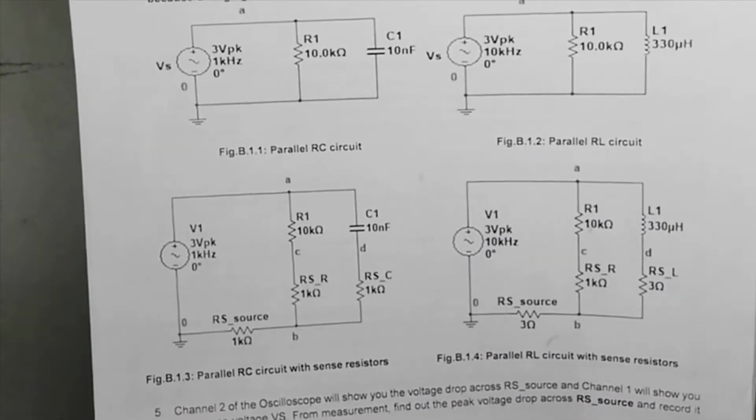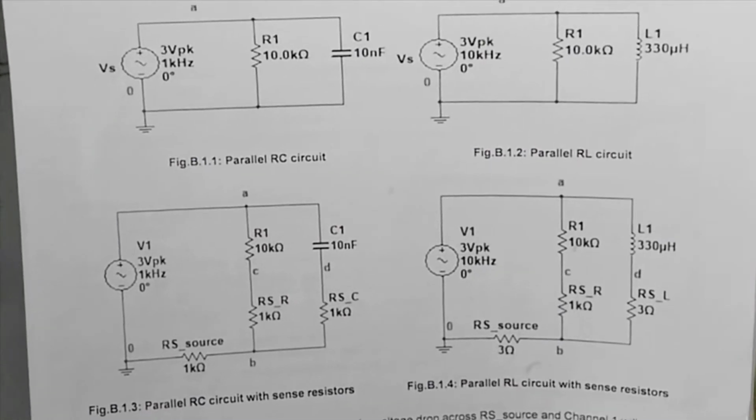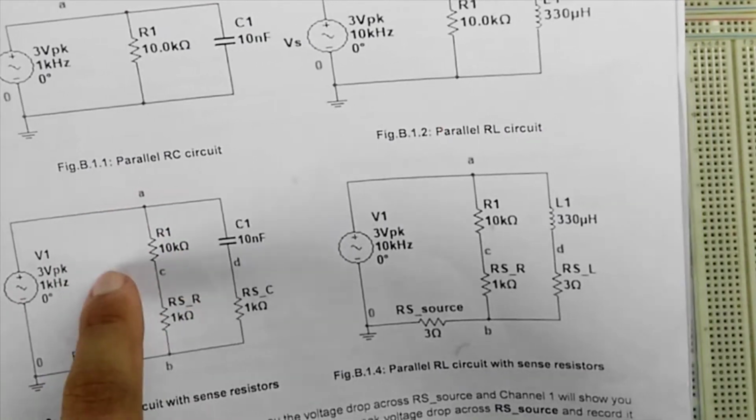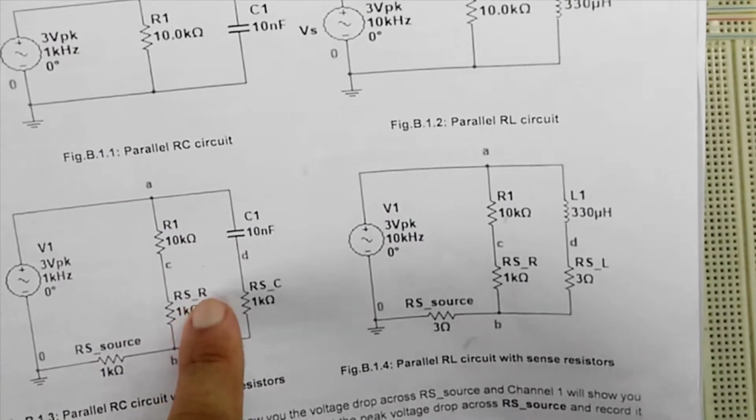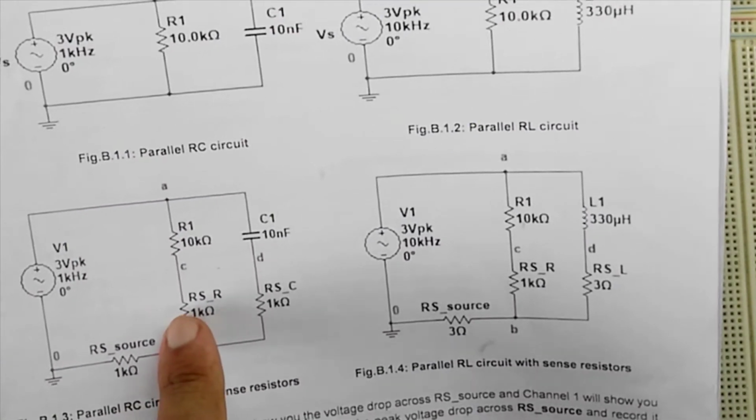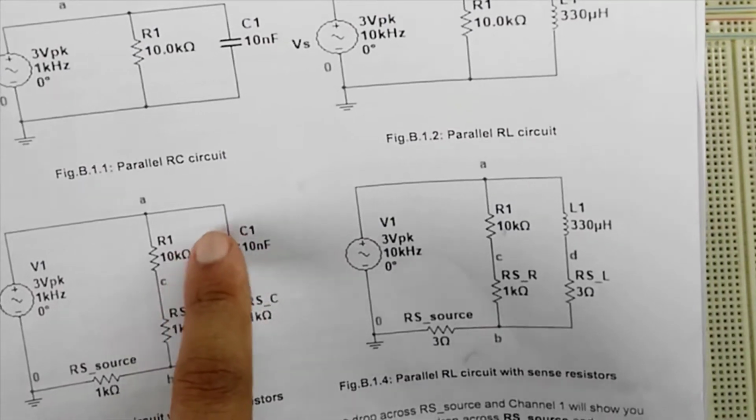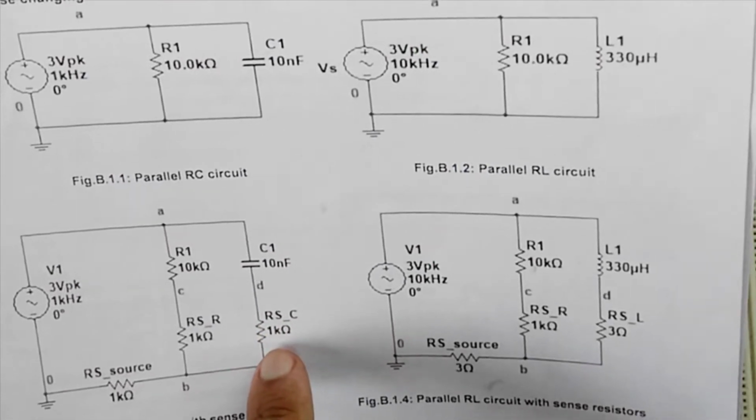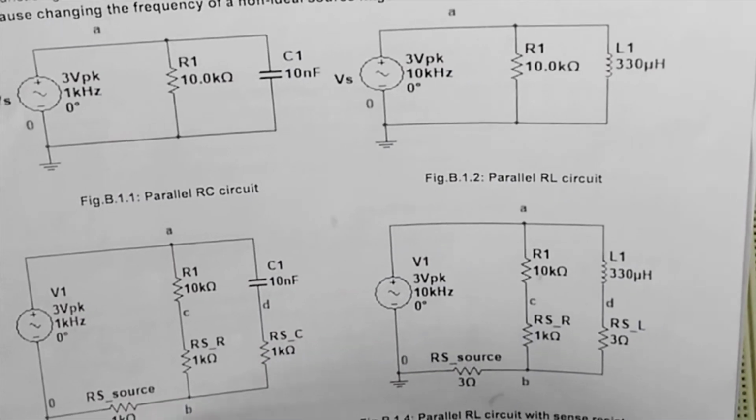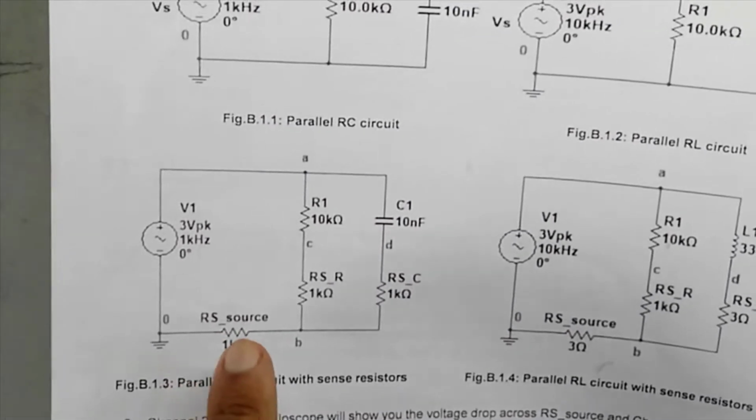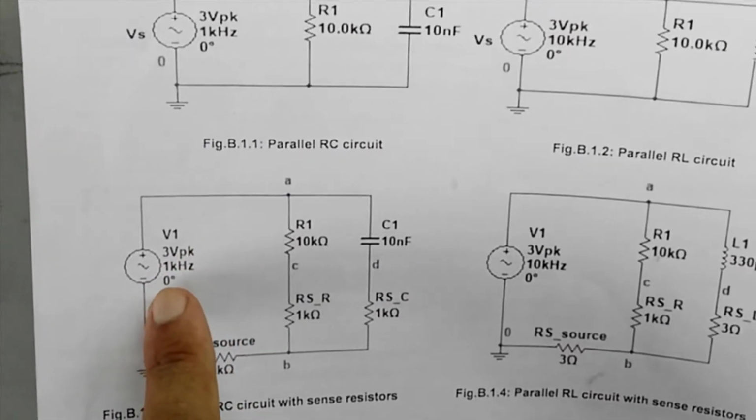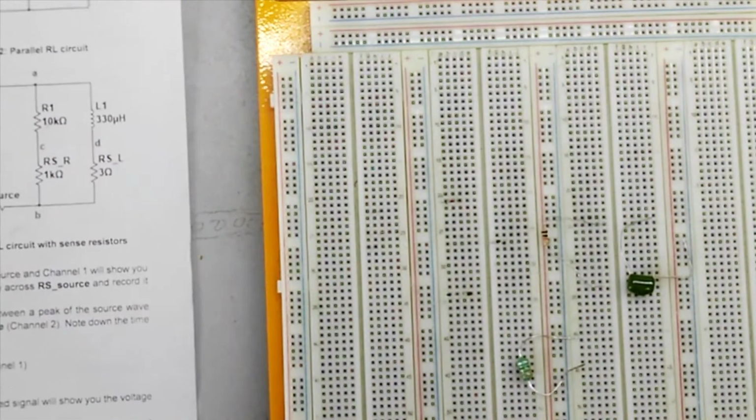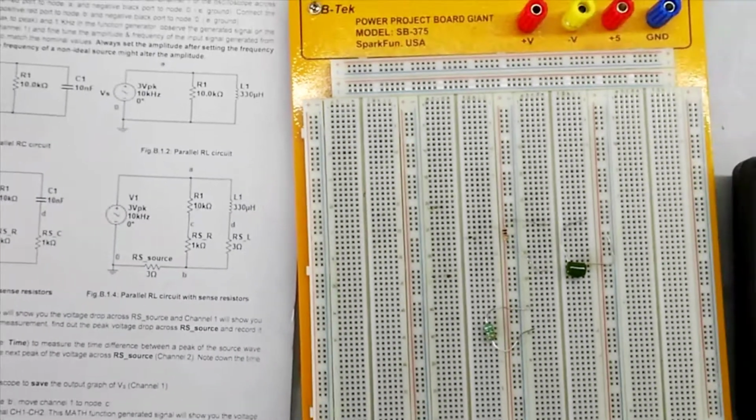If we go to the circuit diagram, we see that we have two parallel branches: one with the 10K resistance and a 1K series sense resistor, another parallel branch with the 10 nanofarad capacitance and a series 1K sense resistor, and the source sense resistor of 1K here. The source will be 3 volt peak at 1 kilohertz. So let's implement this.